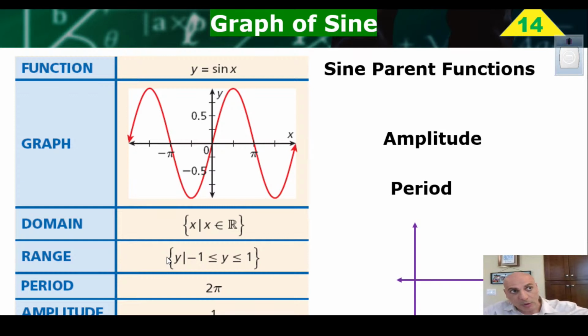How low can you go? How high can you reach? And if you could look here, the parent has the lowest value of -1. You can't exceed that. It has a maximum value of 1. You cannot go beyond that.